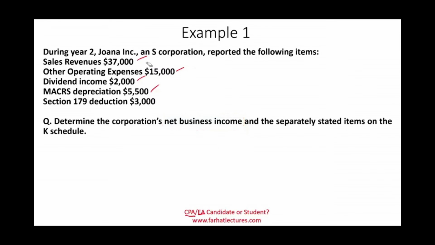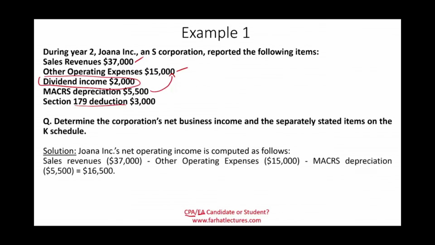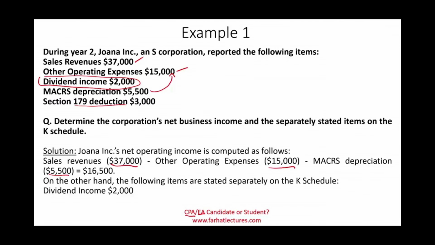Well, I would say sales revenue is business, operating expense is business expense. I would say dividend income should be reported separately. MACRS depreciation, which is part of the business, means deducted. Section 179 is reported separately. It's a separately stated item. Therefore, the business income is $37,000 minus $15,000 minus the MACRS depreciation. I'm not going to cover Section 179 in detail now. I'll have a separate recording for this, but it's separately stated. On the other hand, we have dividend income, which again, we'll cover later. Dividend income is subject to different tax rates depending on the taxpayer, if it's a qualified dividend, and Section 179 deduction of $3,000. Those are separately stated.